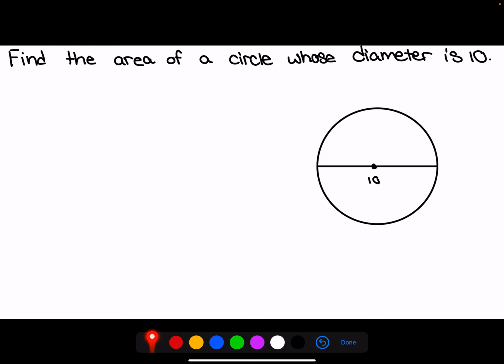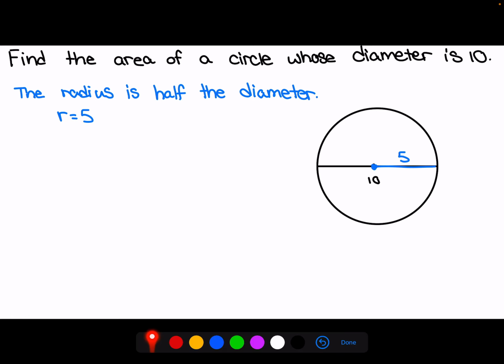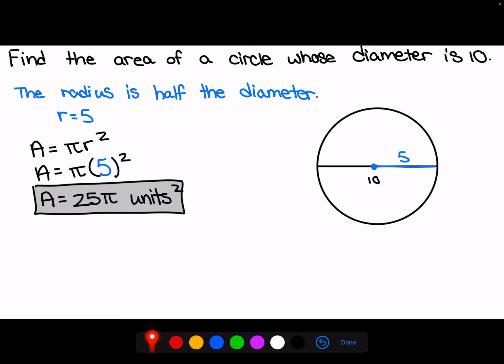So our first problem, we want to find the area of a circle whose diameter is 10. So the distance from one edge through the center to the other edge is 10 units. Of course, I can find the area of the circle, but first I can relate diameter to radius. I know that my radius will always be half my diameter, so therefore my radius must be 5. If my radius is 5, then I can plug that into my area formula. Area is equal to pi r squared, or area is equal to pi times 5 squared. 5 squared will give me 25, so therefore our final answer is 25 pi units squared.